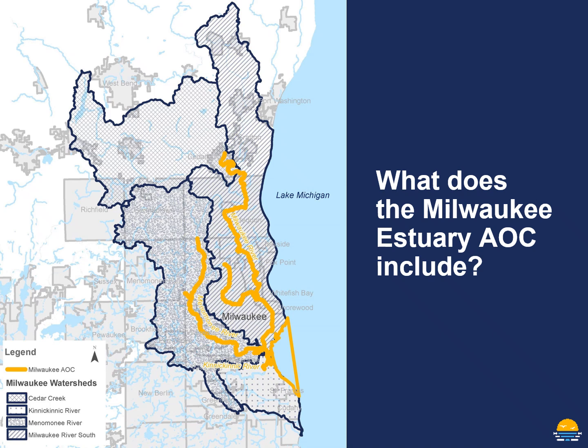This map shows the geographic extents of the Milwaukee Estuary Area of Concern. So, it includes down in the harbor area, but extends all the way up the Milwaukee River, up into Ozaukee County, all the way up into Cedar Creek, as well as the other tributaries to the Milwaukee River, including Lincoln Creek, the Menominee River, and parts of the Kinnickinnic River.